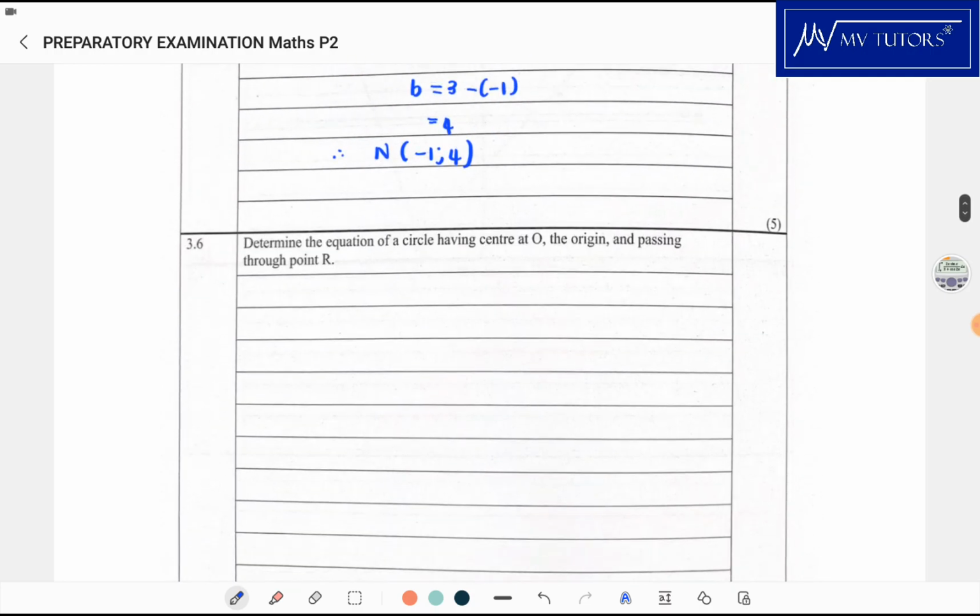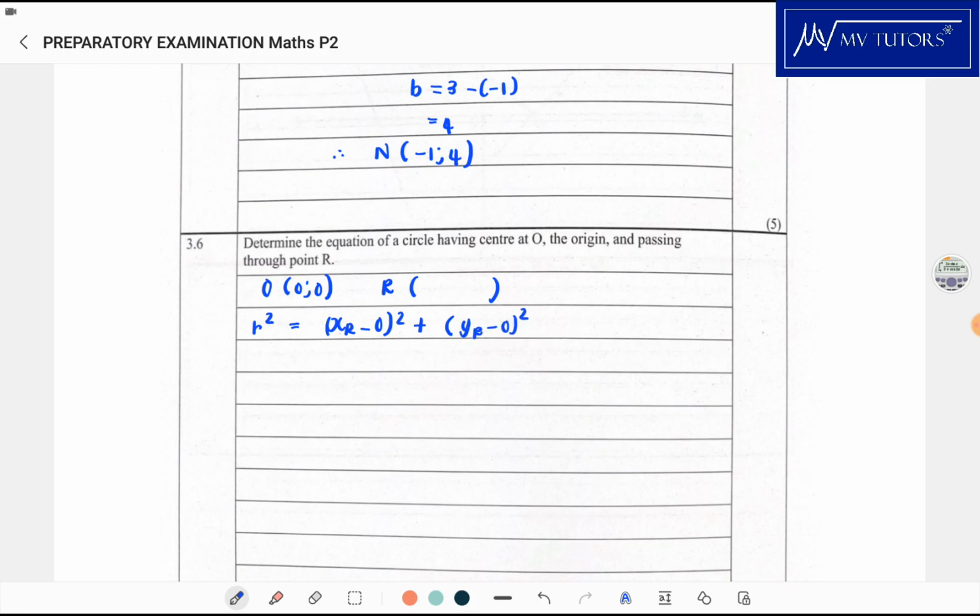Question 3.6: determine the equation of a circle having center at O, the origin, and passing through point R. So we have the origin here, O, and now we need to know what R is. If it passes through R and has center O, our radius will be the distance between O and R. So our radius squared will be the x-coordinate of R minus the origin's x-coordinate squared, plus the y-coordinate of R minus 0 squared.